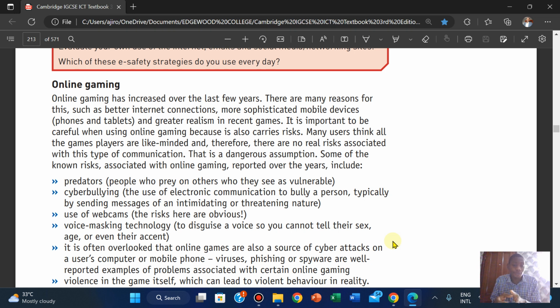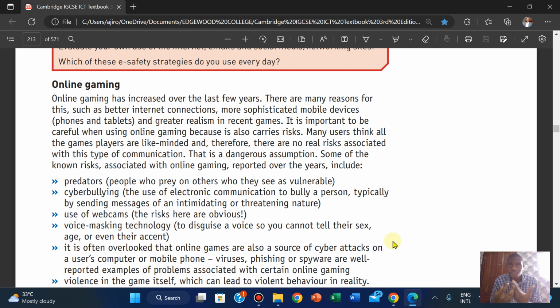It is important to be careful when using online gaming, because it also carries risks. Many users think all the game players are like-minded. Not everybody. There was one time I was playing Call of Duty with a UK girl, and in fact, it was a racist conversation. She was lashing out at me because I was black, saying that I don't deserve to be born. It was some harsh words.